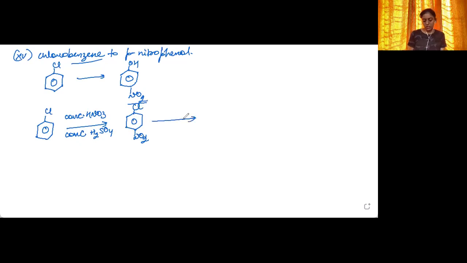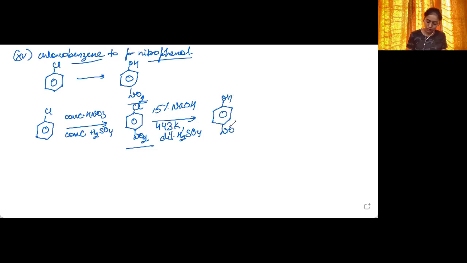Now to convert this molecule, that is para-nitrochlorobenzene, into para-nitrophenol, we need to treat it with 15% NaOH at a temperature of 443 Kelvin, and then we will be hydrolyzing it with dilute sulfuric acid. Okay, it will lead to the formation of para-nitrophenol. All right.